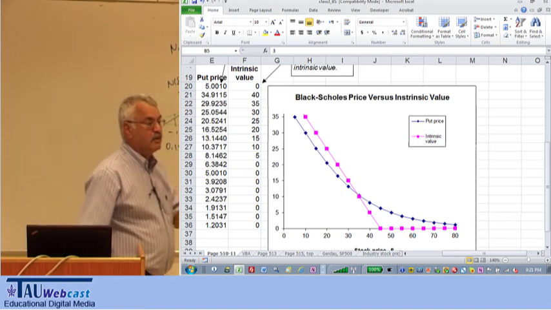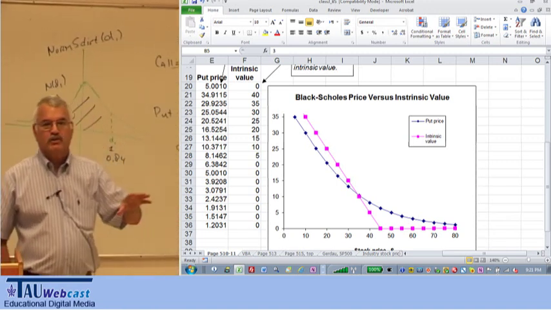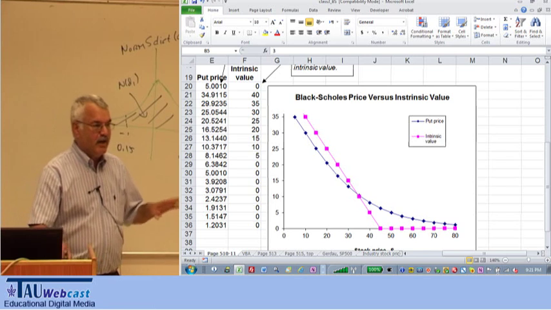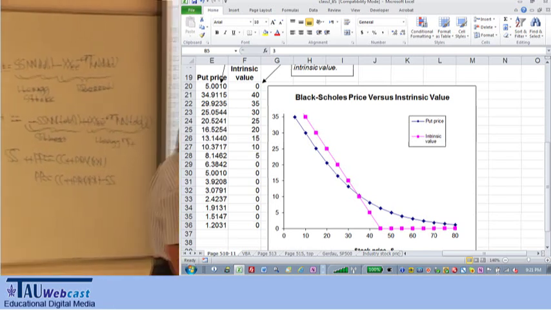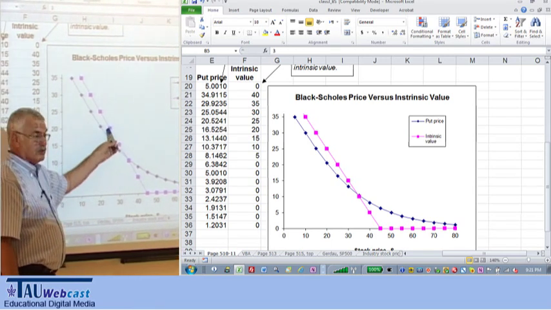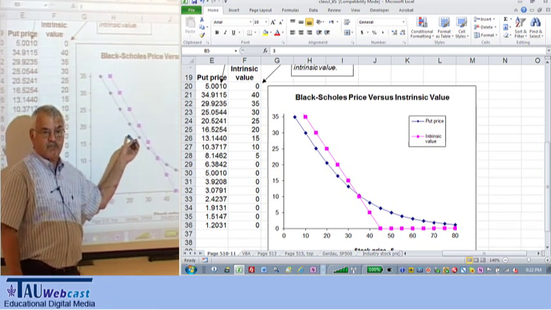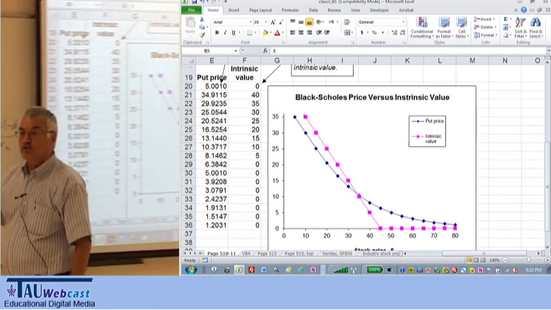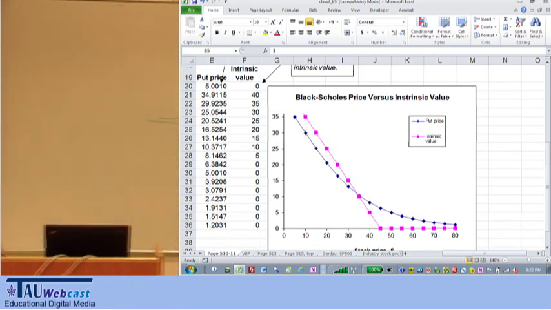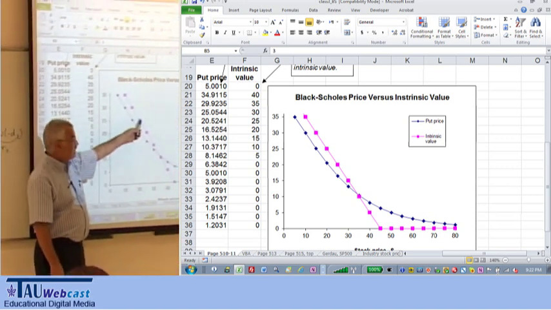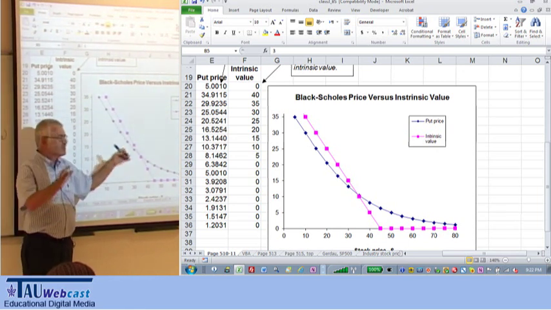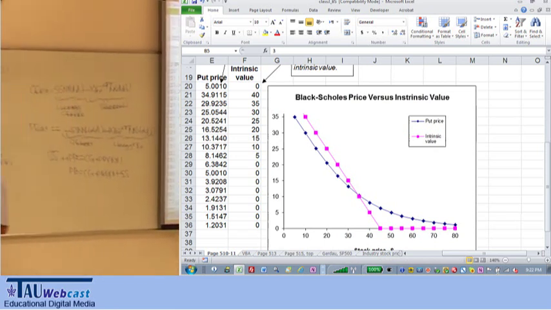So why doesn't this early exercise proposition work for puts? The answer is that for puts, you get this area over here where the intrinsic value is more than the Black-Scholes price. Now the Black-Scholes price is a price for a European put. But if you could early exercise, then you would stand to benefit. So an American put is actually worth more here than a European put. That's sort of cool, right? All Excel proofs.